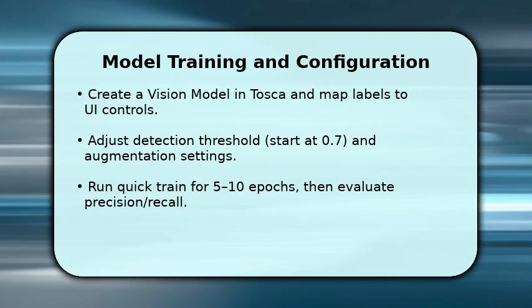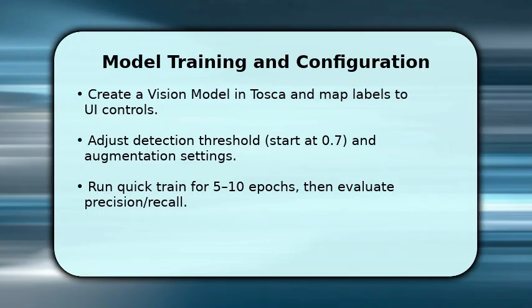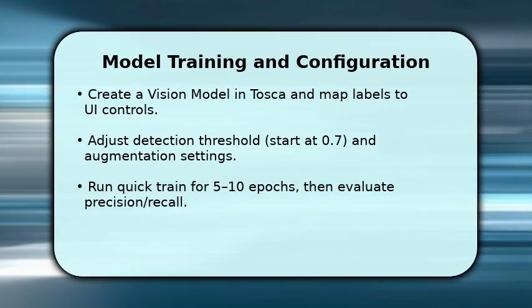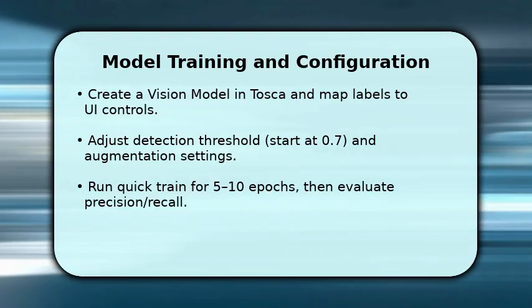You now create a new vision model and assign your labeled assets to the corresponding control names. Once mapped, set the detection threshold around 0.7 to balance precision and recall, and enable basic augmentations like scale and rotation to improve robustness. Run a short training cycle of 5-10 epochs to validate behavior and inspect the confusion matrix.